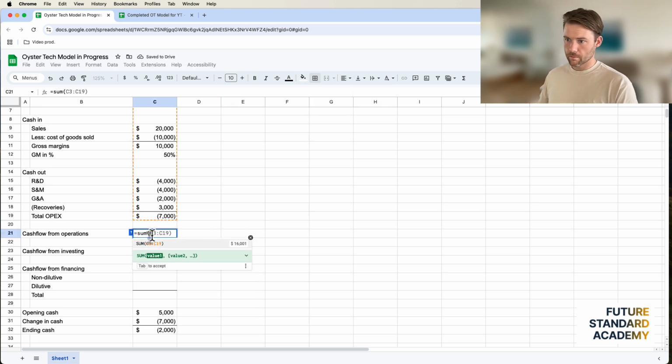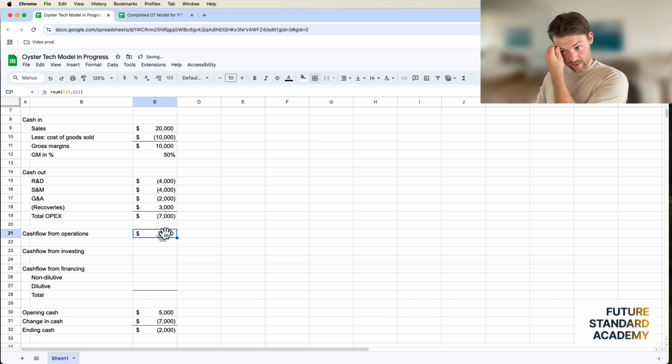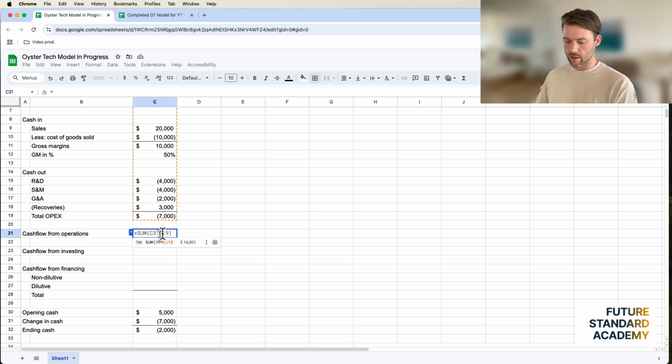So, sum, and a couple of the keystrokes I'm using in case you care. Equals sum and then open bracket. I'm just going to mouse up to those two, put a comma in between them. I'm going to get my cash flow from operations, cash flow from investing. Nah, we didn't buy any capital assets right now.